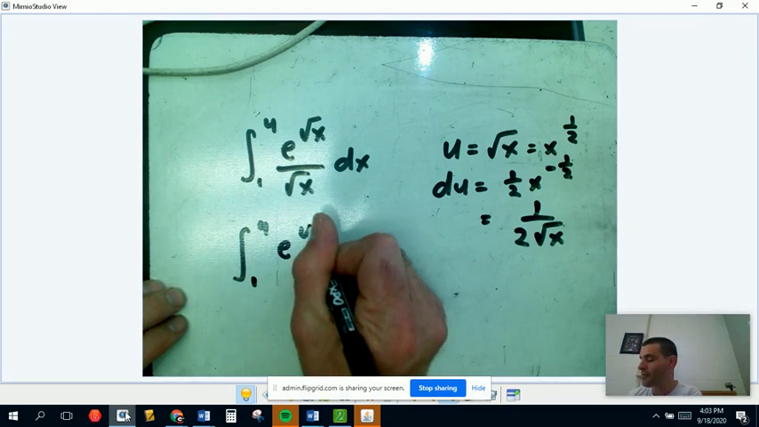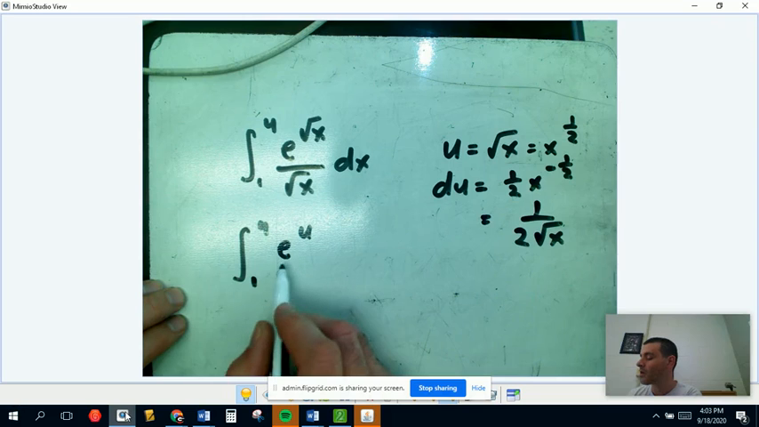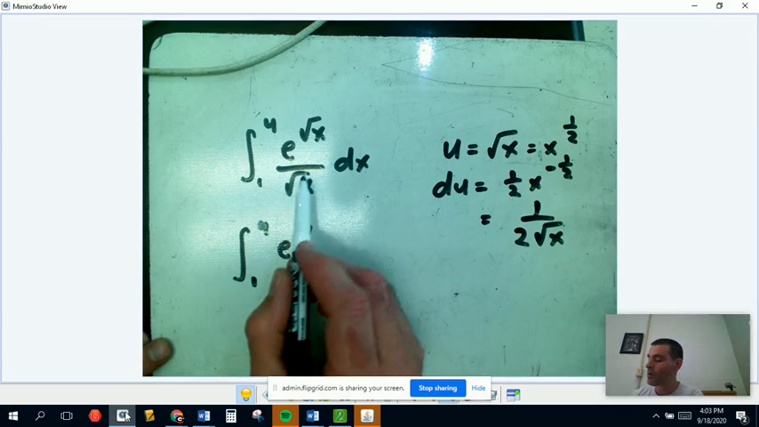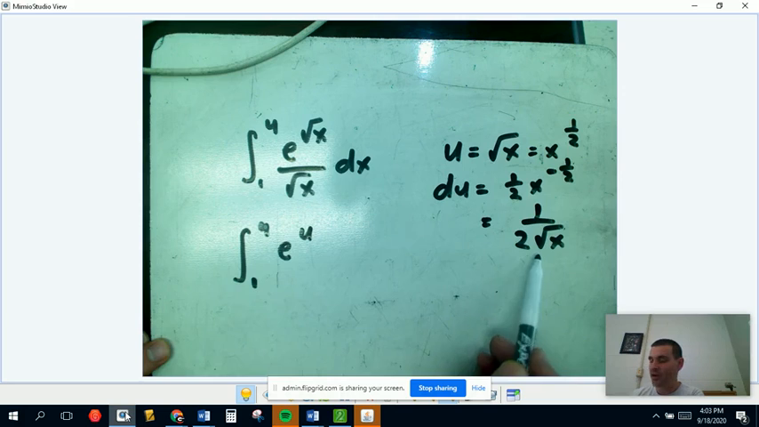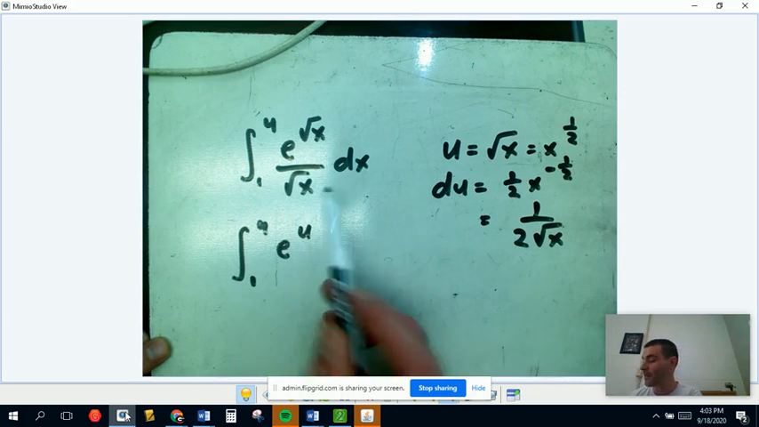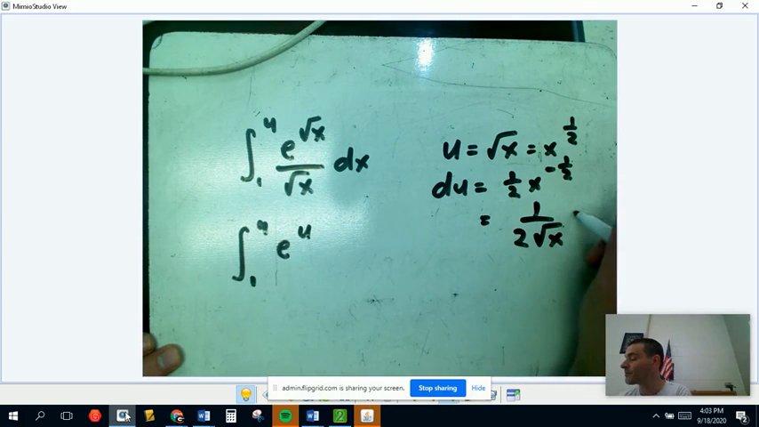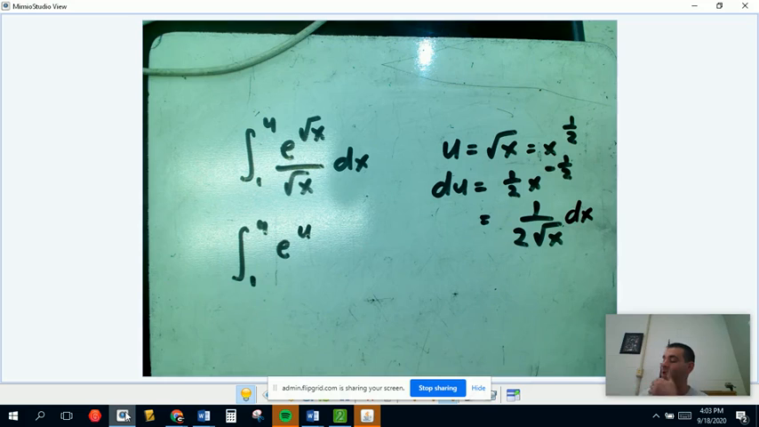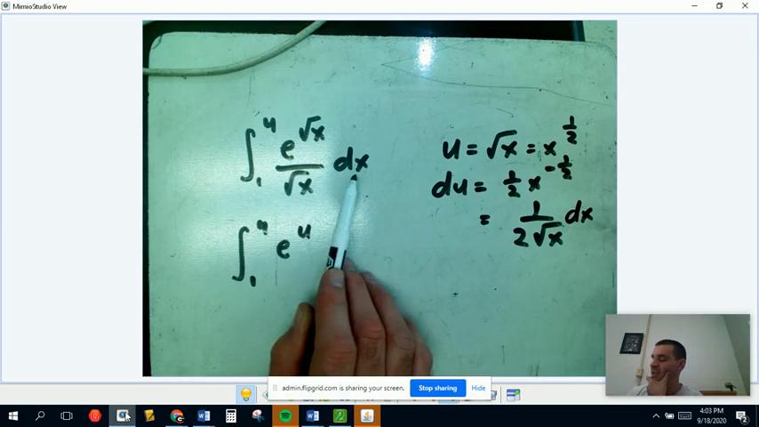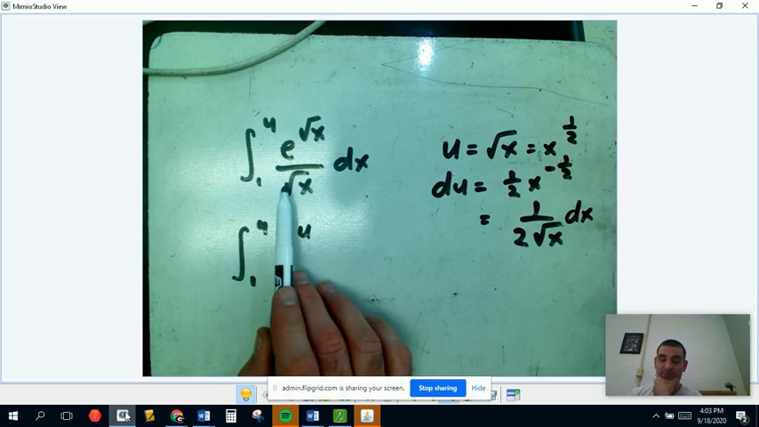e to the u, and if you look here and here, we have the root x on the bottom. I neglected to put dx there. We have root x on the bottom. We have our dx. We just need a 2 here.